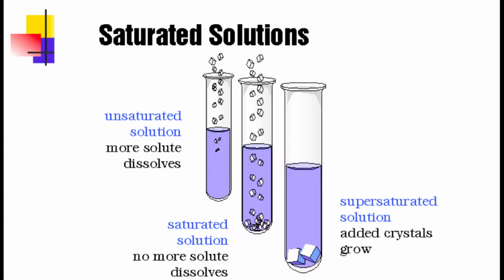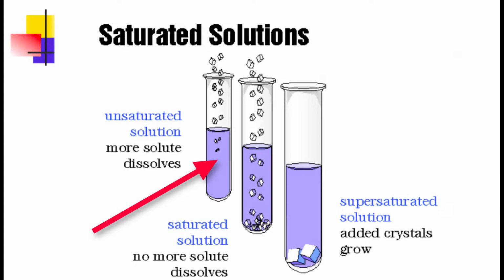First one, unsaturated. Well, what does that mean? It will hold more solute. So that first test tube could use some more salt or sugar or whatever you're putting into it. More will dissolve into it.